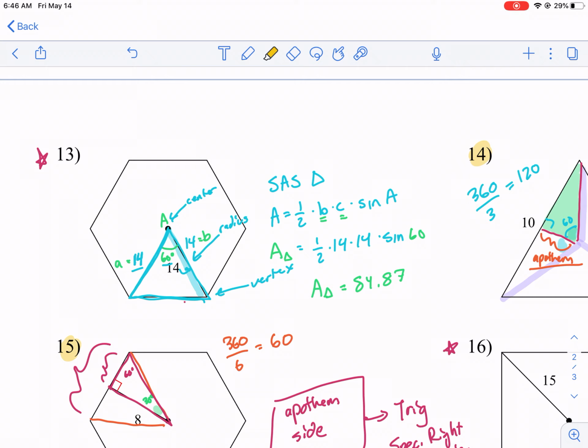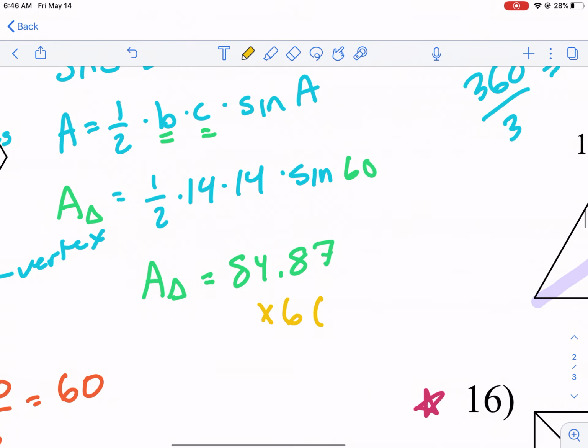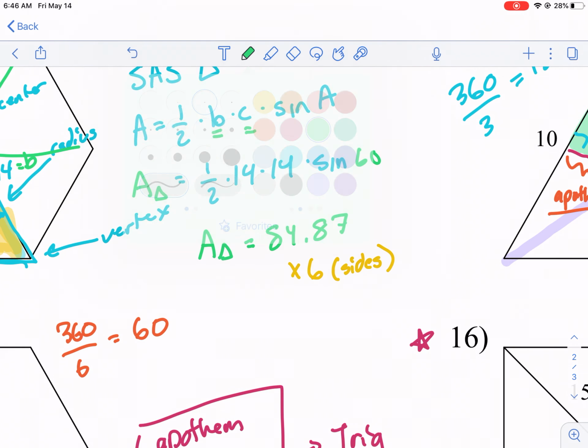That's the area of only one triangle. That's not what it's asking. It's asking for the area of the whole shape. But if I know there's 6 sides, I know there's going to be 6 of those same exact triangles. So I simply need to multiply this number by 6, for 6 sides, and that's my final answer. So I take my calculator, times 6, and I get area equals 509.2.